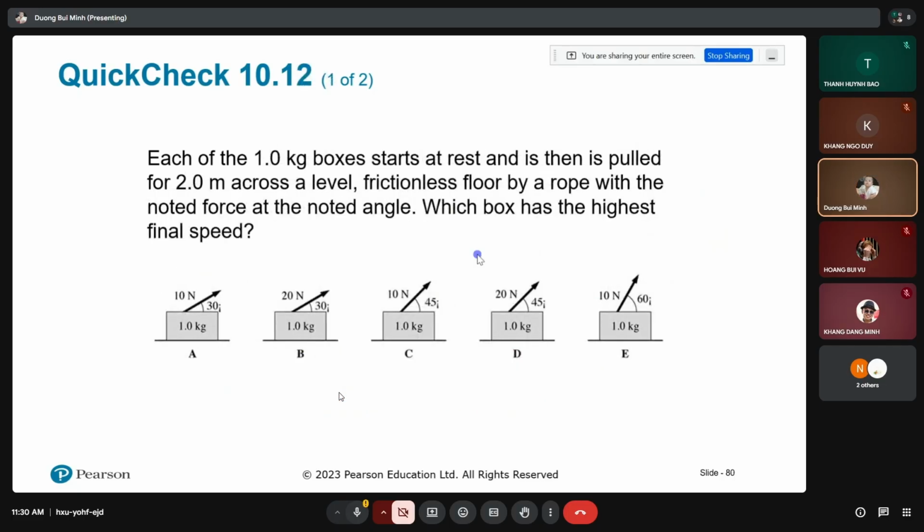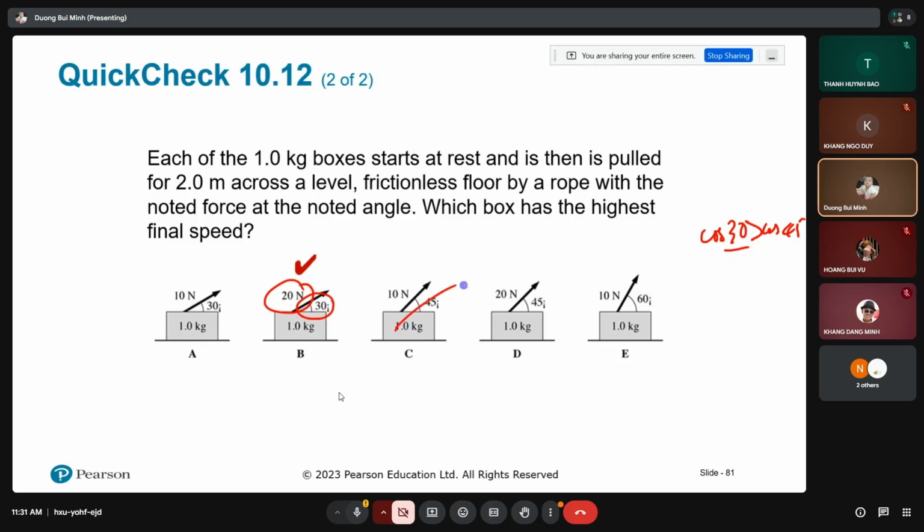Okay, so very easy, right? Now we just change the direction of force. So we need to calculate Fx, right? This one is the x-axis. Okay. And then the answer is B, because this one will have more magnitude of the force, and the phase angle is smaller. Okay, cosine 30 is higher than cosine 45.